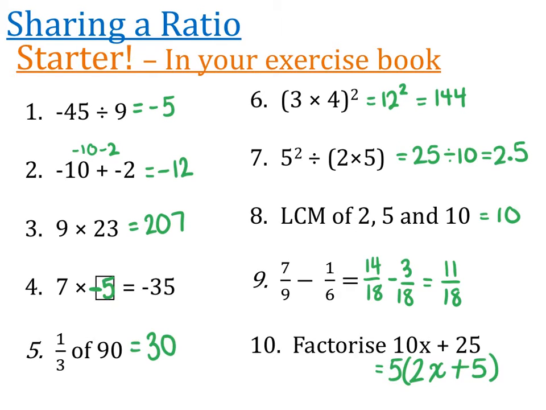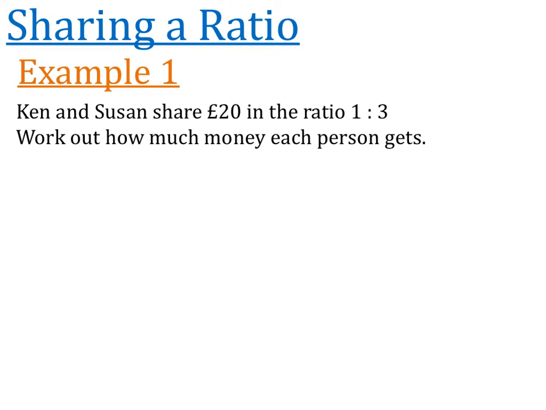All right, let's look at sharing a ratio. In example 1, we've got Ken and Susan, and they're going to share 20 pounds in the ratio 1 to 3. We need to work out how much money each person gets. So the two people that we're interested in are Ken and Susan, so we're going to write their initials down. Ken and Susan. And they share 20 pounds in total. So we need another letter over here: we've got Ken, we've got Susan, and we've got the amount of money that they have in total.